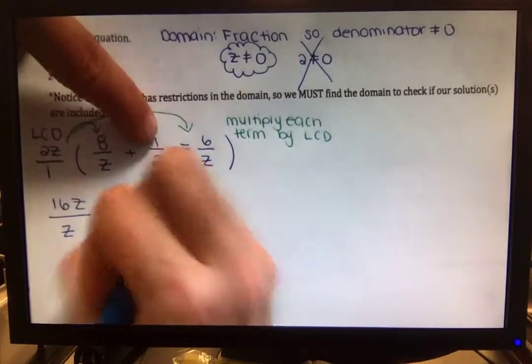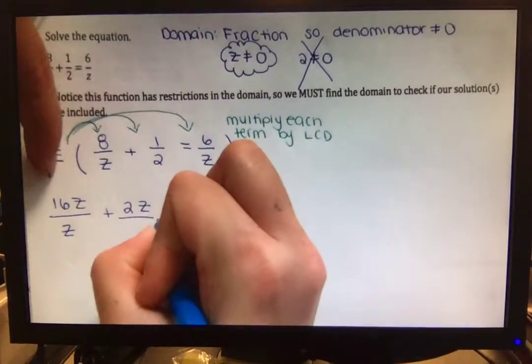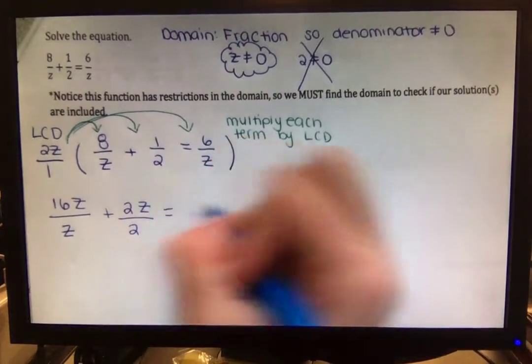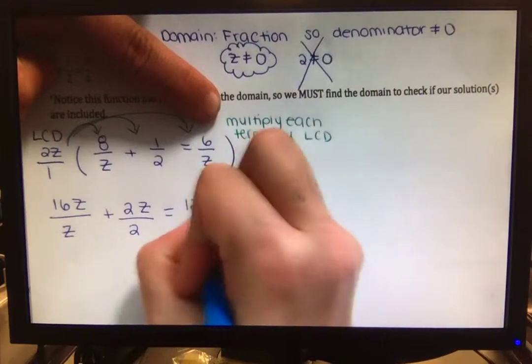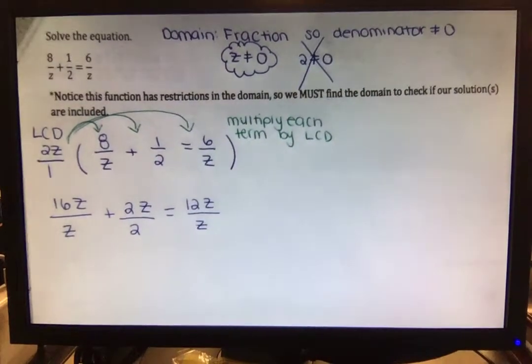Plus 2z times 1, 2z, all over 1 times 2 is 2. Equals 2z times 6, 12z, all over 1 times z is z. But you're like, okay, we are doing that to cancel out our fractions, and our fractions didn't cancel yet. We have to simplify.